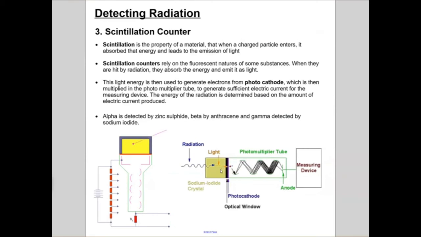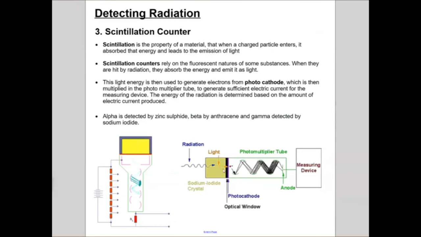a light energy, right? So scintillation counters rely on the fluorescent nature of some substances, right? We might have seen some fluorescent material, which even in the night or in the dark would produce some small amount of light, or basically they would glow in the dark, right? So similar type of material is used as a scintillator, where your radiation is absorbed and some light energy or light rays are produced.